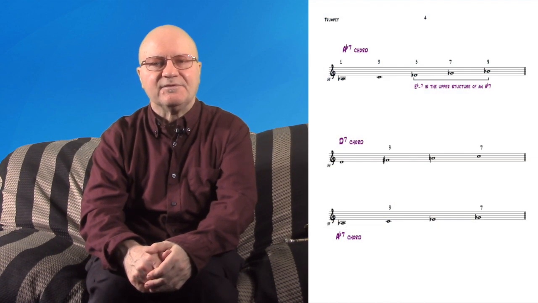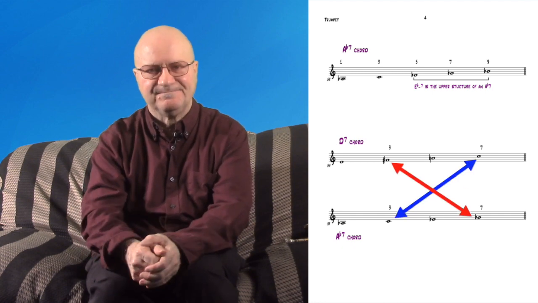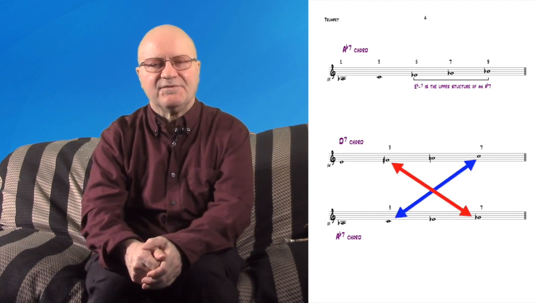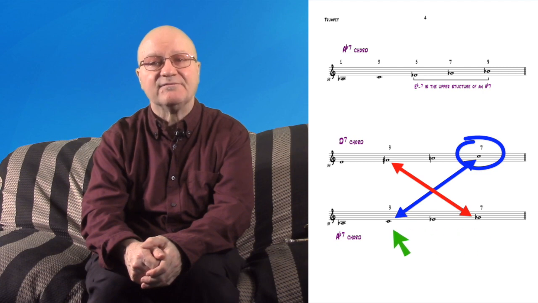If you look at the third and a flat seventh of a D7 and an A flat 7, you'll see that they share a special relationship like this. The third of a D7 chord is the seventh of an A flat 7 chord, and the seventh of the D7 is the third of the A flat 7. That's one of the things that makes them so interchangeable.